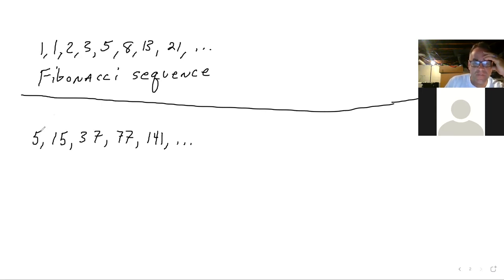If I looked at 15 divided by 5, that's 3. And 37 divided by 15 is about 2 point something or other, but it's definitely not 3. So it's neither arithmetic nor geometric. It's certainly not Fibonacci, where I can add two consecutive terms to get the next term. So I'm going to look at a technique we can use to find the next term. It won't work for all, but it'll work for a good many.